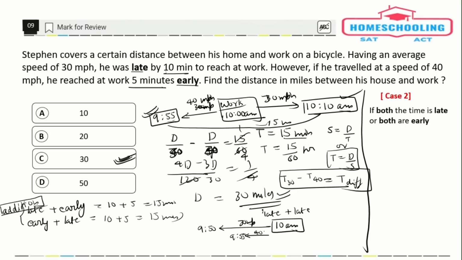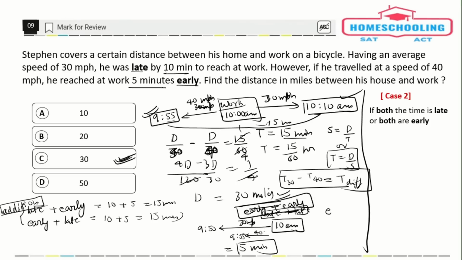So when both of them are late, what is the time difference here? That is 10 minus 5, that is 5 minutes. So your time will be 5 minutes. Similarly, if both are, sorry, both are early, because they're coming early, so early plus early. That's why we are taking this.